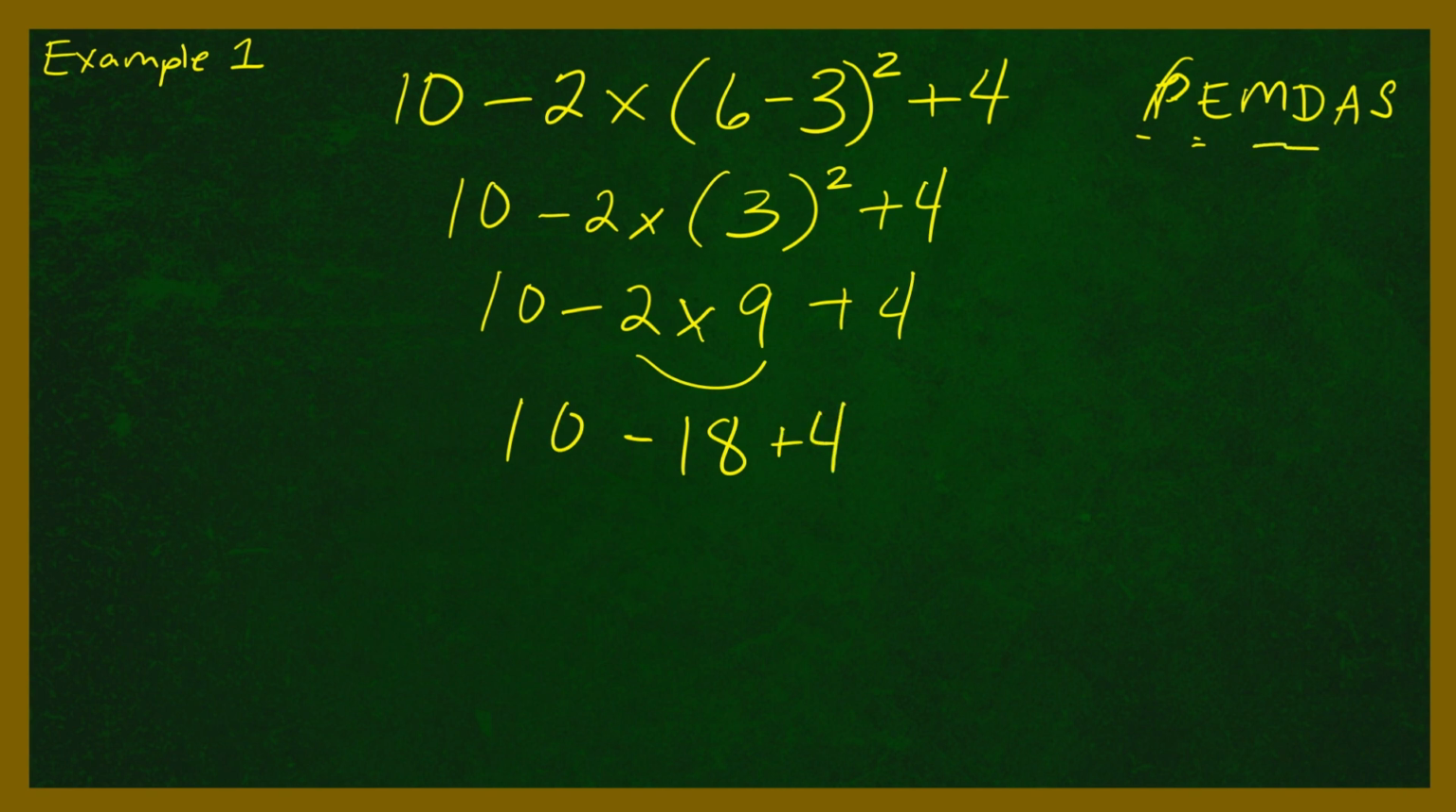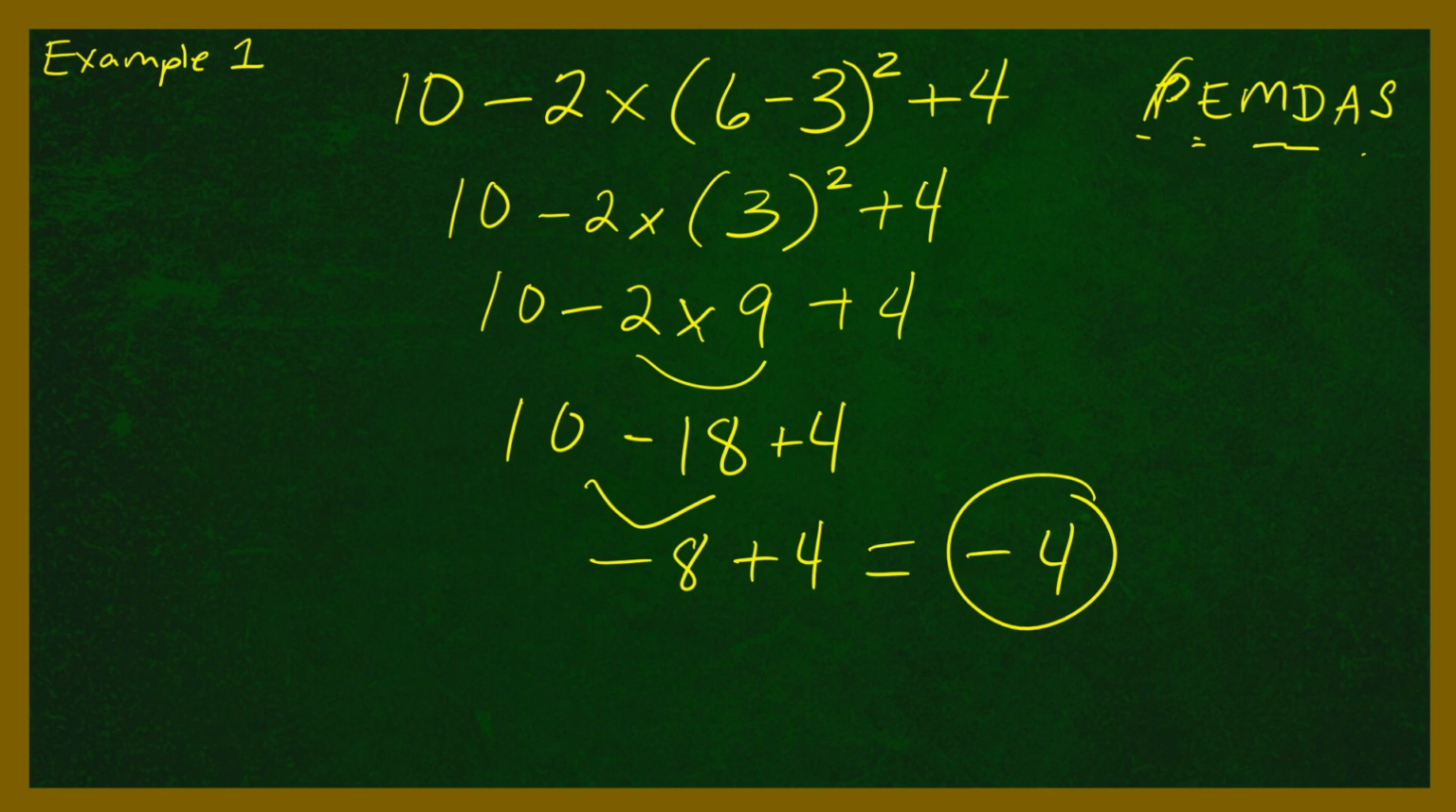We don't have any division, so let's take a look at addition and subtraction. Going from left to right, we see that we have subtraction first. 10 minus 18 will give us a negative 8 plus 4. So when we solve that, we get negative 4 for our solution. I hope you were able to work that along with me. Now let's move to our next example.